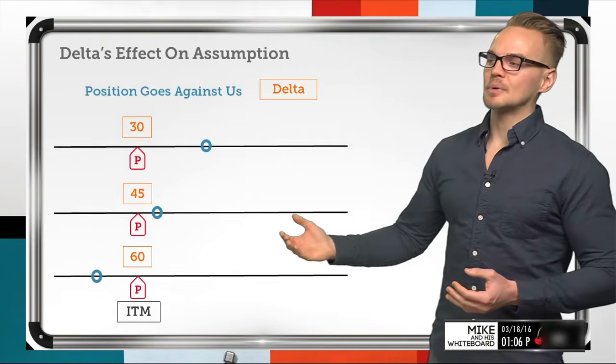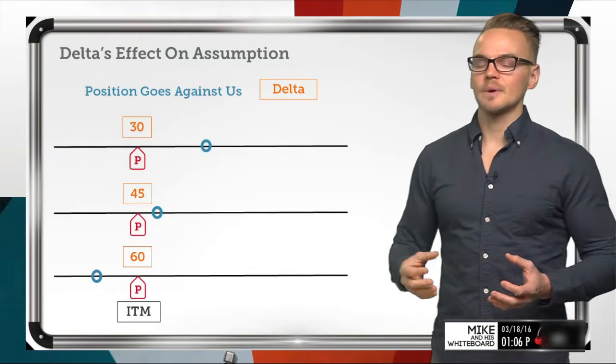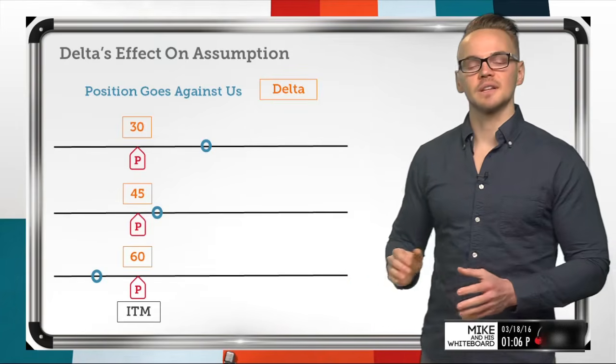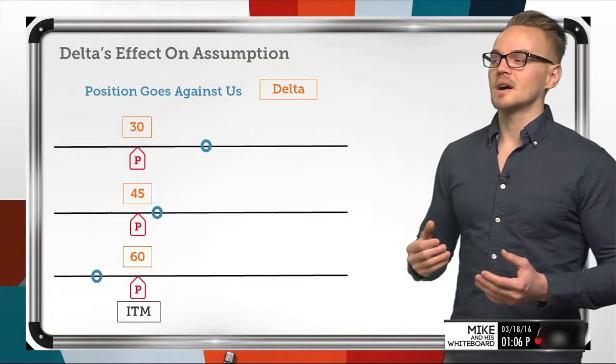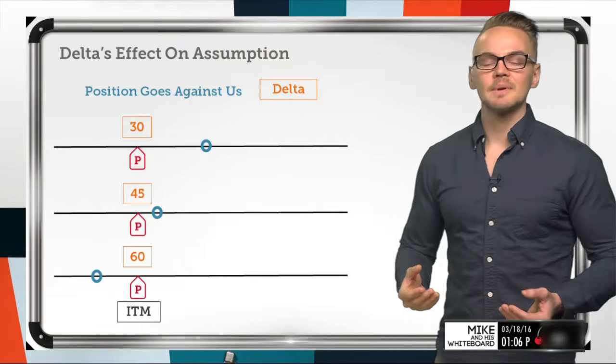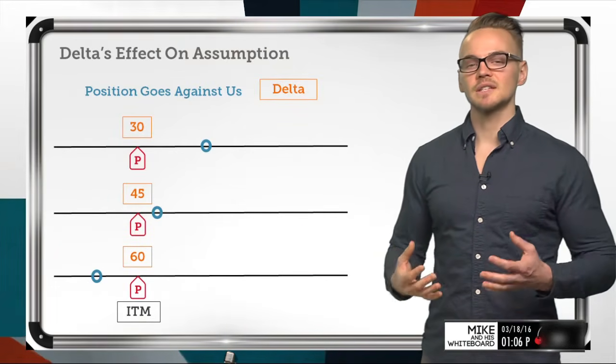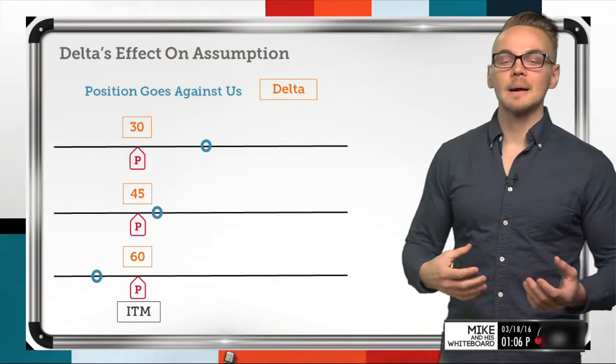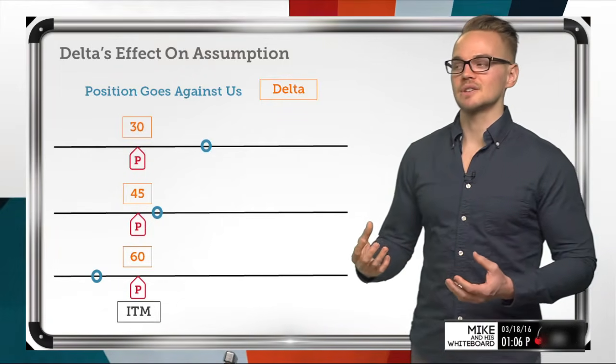Because selling a put and buying the shares outright both have the same directional assumption. I still want that underlying to go up because that's where I would make money. But the best thing about selling the put here is that I can make money if the stock price doesn't change. And that's what gives us that edge when comparing options to buying shares outright.